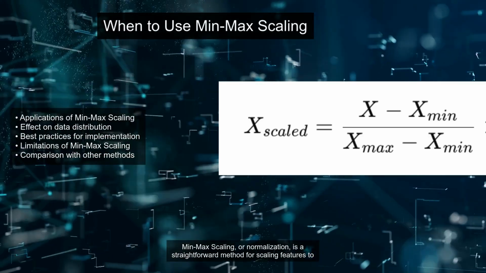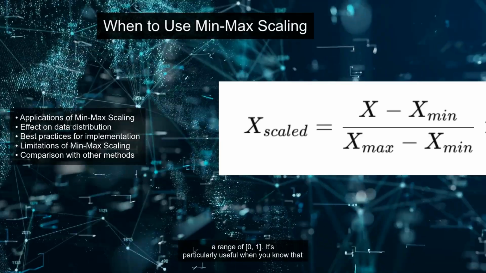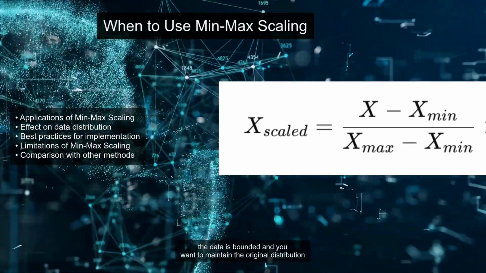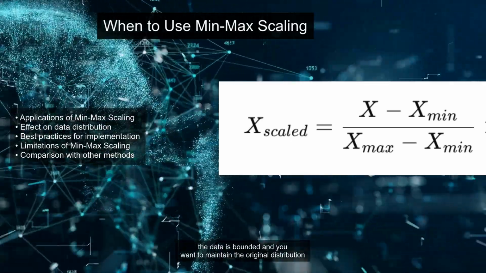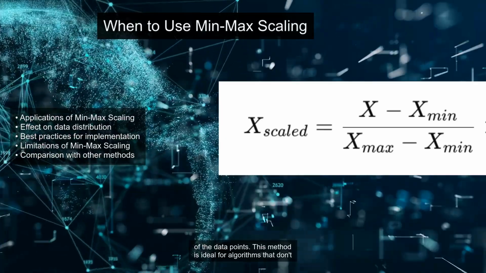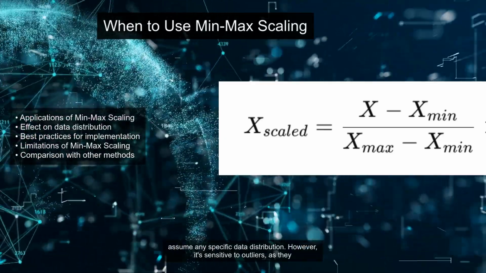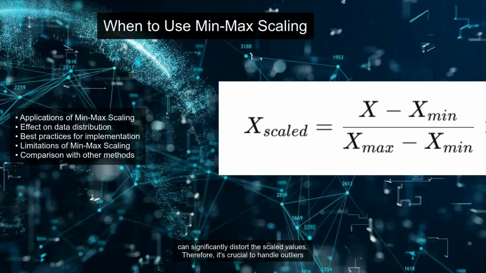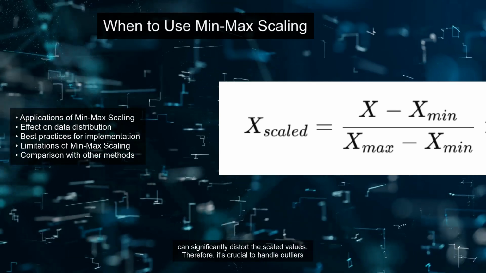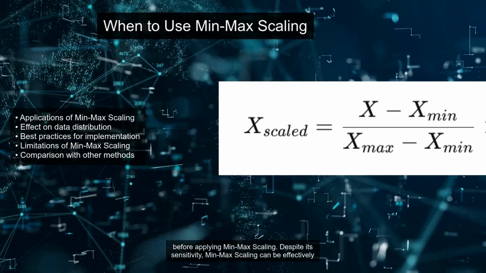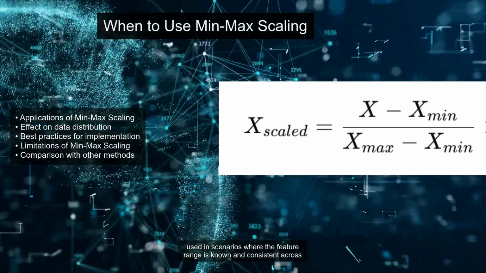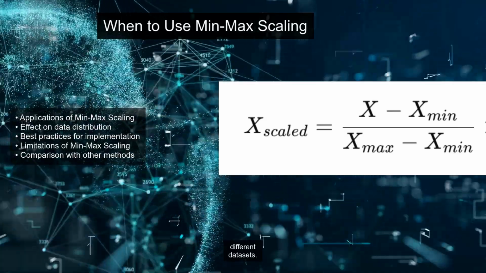Min-max scaling, or normalization, is a straightforward method for scaling features to a range of 0 to 1. It's particularly useful when you know that the data is bounded and you want to maintain the original distribution of the data points. This method is ideal for algorithms that don't assume any specific data distribution. However, it's sensitive to outliers, as they can significantly distort the scaled values. Therefore, it's crucial to handle outliers before applying min-max scaling.